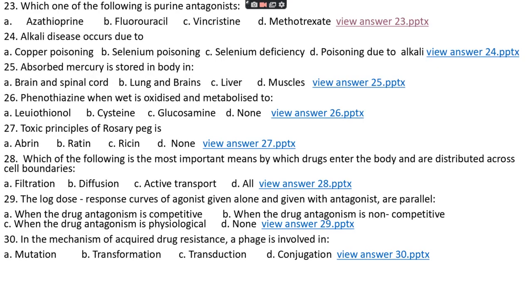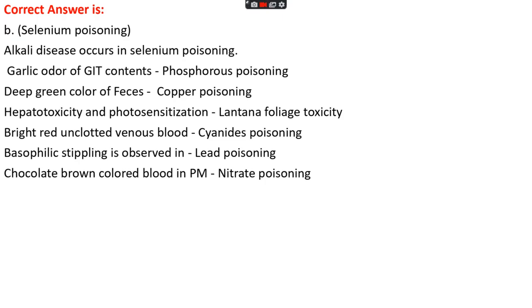Okay. Question number 24. Alkali disease occurs due to: option A, copper poisoning; option B, selenium poisoning; option C, selenium deficiency; option D, poisoning due to alkali. The right answer is option B, that is selenium poisoning. Okay, alkali disease occurs due to selenium poisoning.